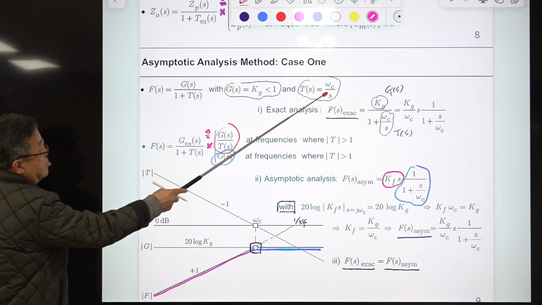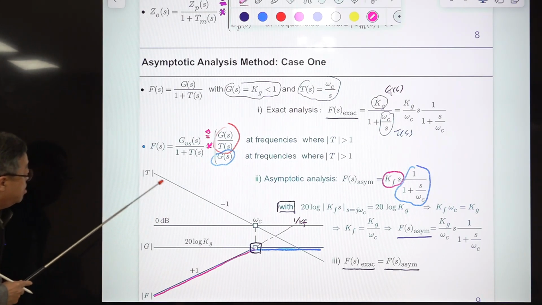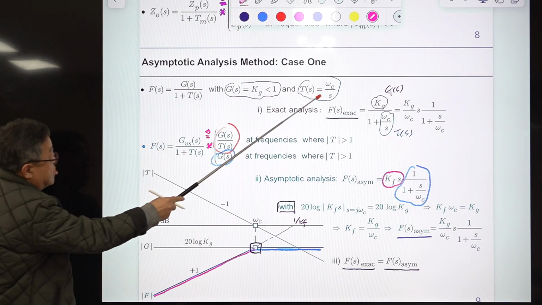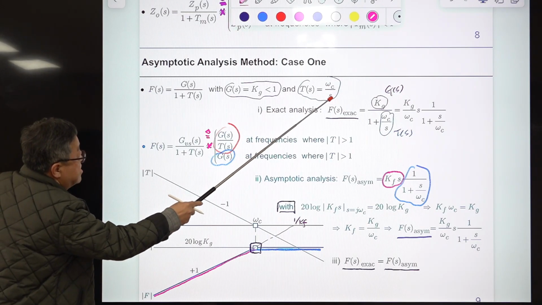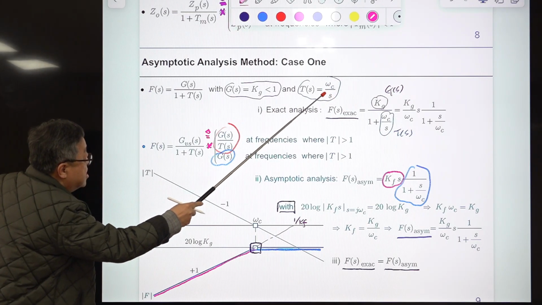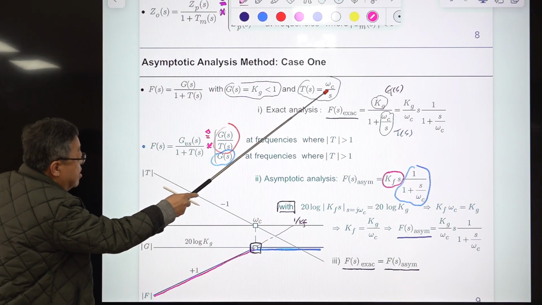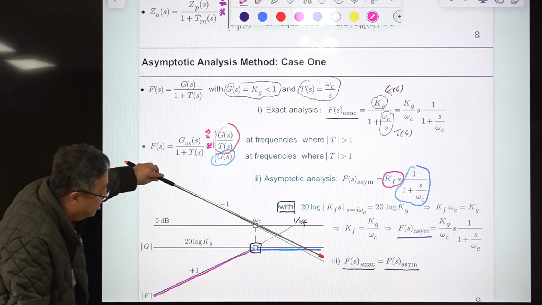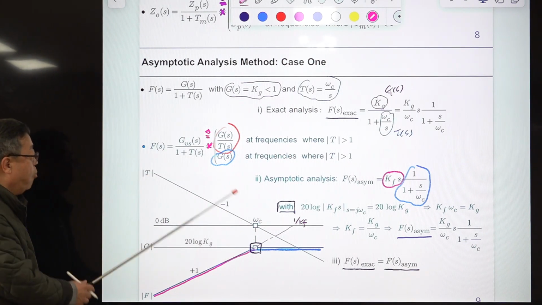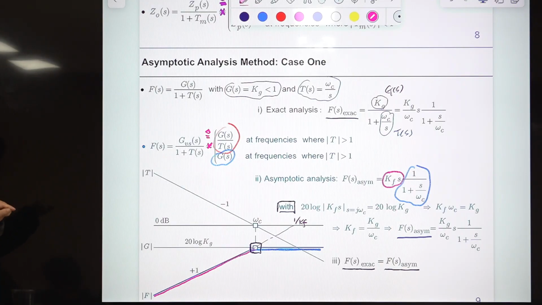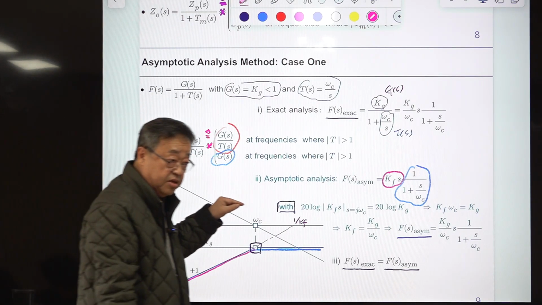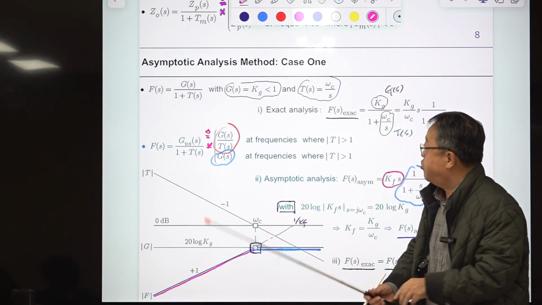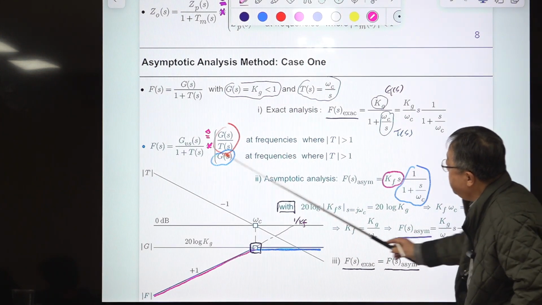So at low frequencies, magnitude is very large. At this frequency, S equals omega C, it becomes 1. Then there is a 0 in dB scale. So omega C is here, and it's declining like this. And the slope is -1. There is -20 dB per decade. So this is the Bode plot of this one.